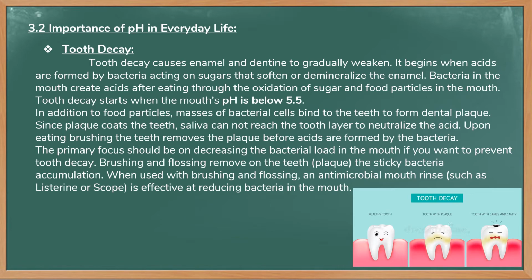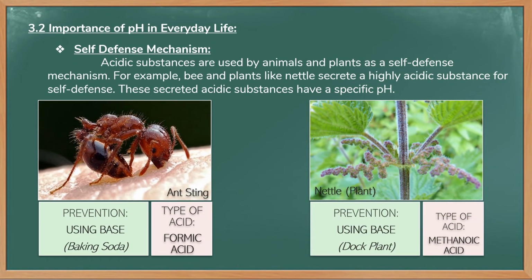Role of pH in biological self-defense mechanism. Acidic substances are used by animals and plants as a self-defense mechanism. For example, bees and plants like nettle secrete a highly acidic substance for self-defense. These secreted acidic substances have a specific pH. When an ant stings, it injects formic acid into our body, which causes the burning sensation.